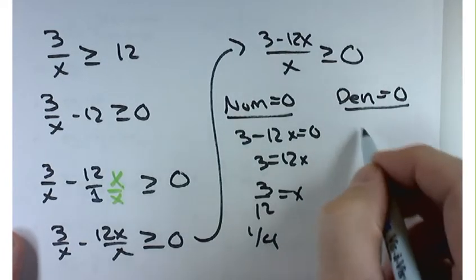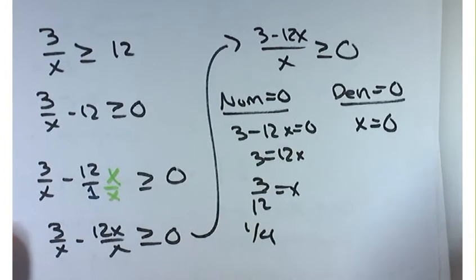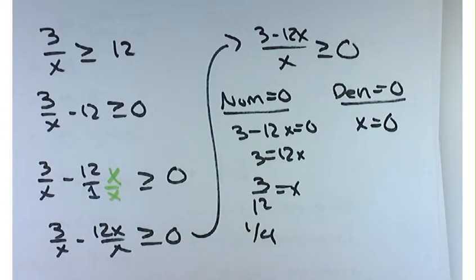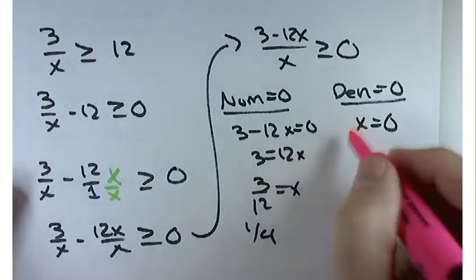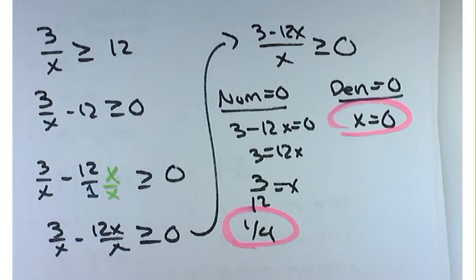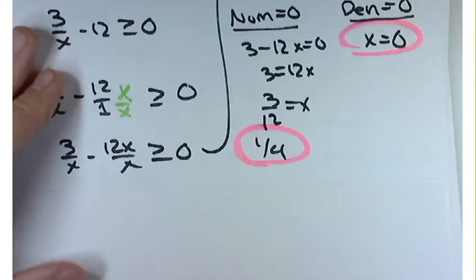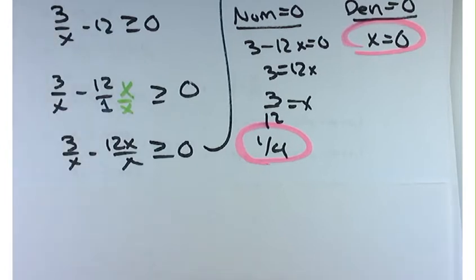Can someone tell me where the denominator equals 0? Well, just x, right? X equals 0 is where the denominator equals 0. So you've got these 2 points. This is what WebAssign calls the critical numbers. If all the problem asks you is what are the critical numbers, you'd be done. But I think they go a little bit farther than that. So let's put those 2 critical numbers on a number line. So that's going to be a 0 here and a 1/4 here.